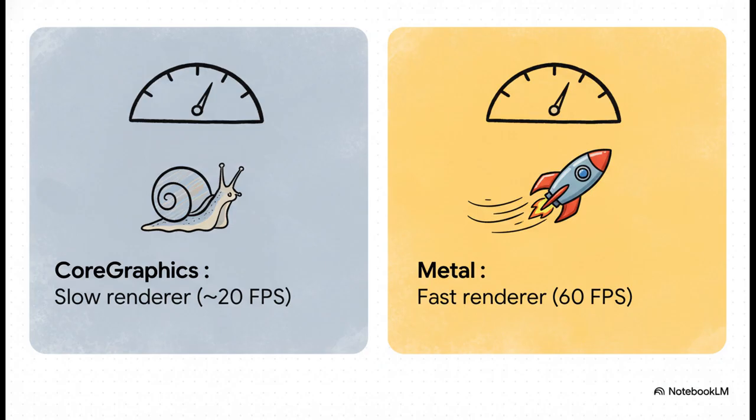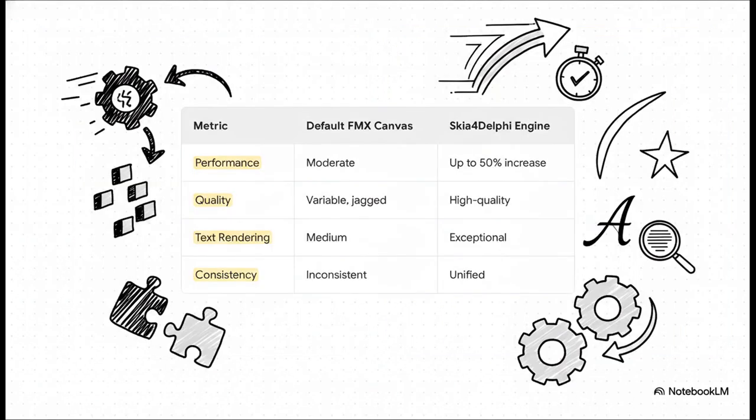It's night and day. Second, for all platforms, the default FMX canvas can be a bit of a gamble. By switching to the Skia engine, which, by the way, is the same engine that powers Google Chrome, you get one unified, super-fast rendering pipeline everywhere. Now, let's just take a moment to appreciate how much better Skia is. We are not talking about a tiny 5% improvement here. You could see up to a 50% raw performance boost.